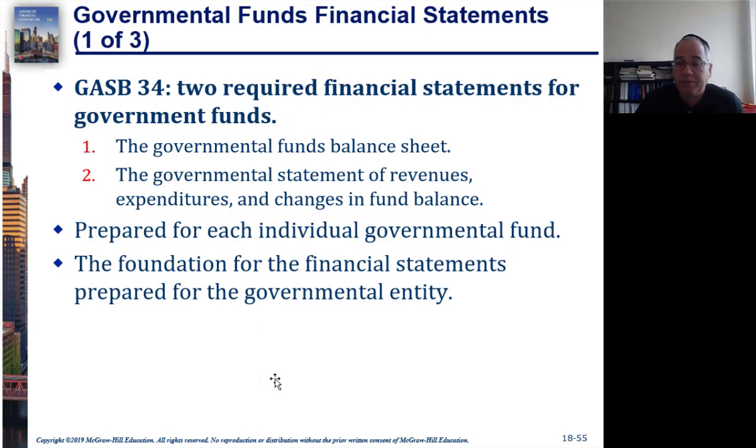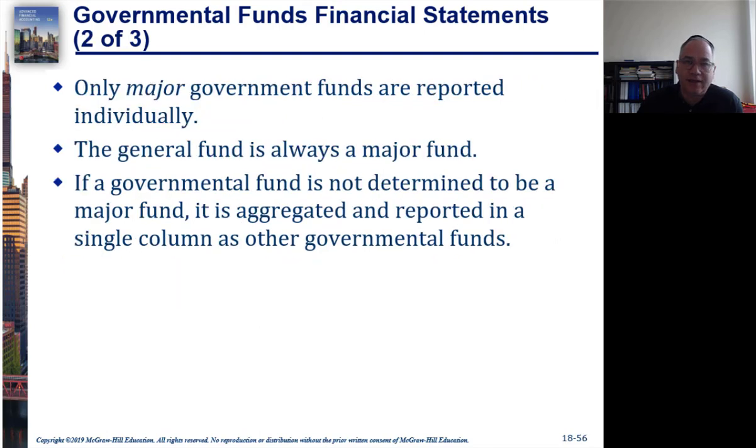So these financial statements will be prepared for each and every fund, and they will form the foundation for the financial statements that you're going to prepare and issue to whoever's going to read it, not investors. What we do is we then determine what the major governmental funds are. Those are the ones that are going to be reported individually. If it's not major, then it's going to be combined with all of the other ones in a single column as other governmental funds. This is kind of similar to what we did with segment reporting, where we said some segments are reportable, and then we tried to aggregate them and so on.